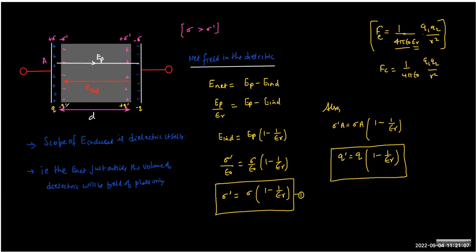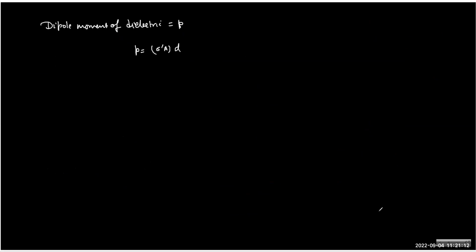Yes, because the dipole moment is charge into separation, right? Charge is how much? Sigma dash into A. But if you look carefully, this is sigma dash into A d, and A d is a volume. So we have a very nice term in electrostatics which I have discussed: polarization, which we write as capital P.